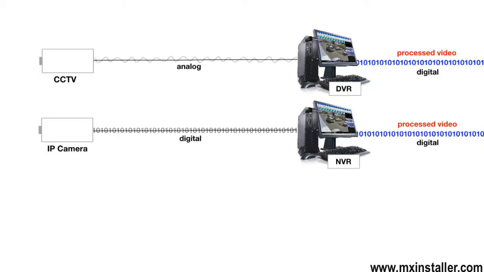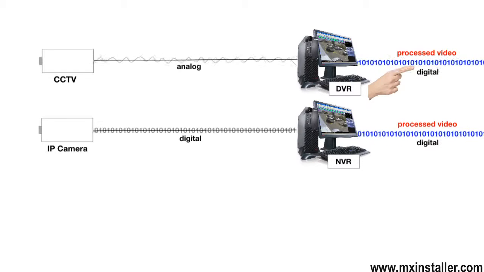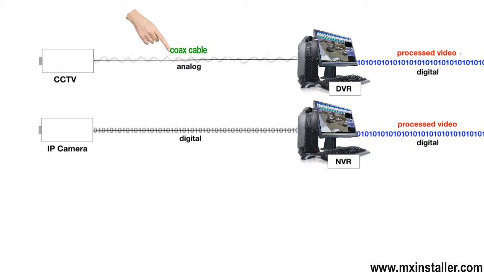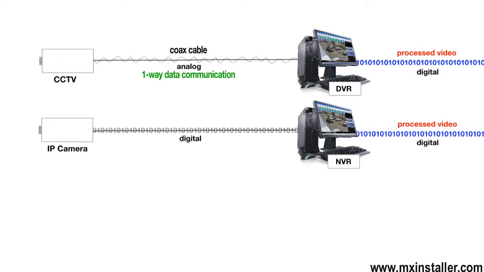So here we have a diagrammatic comparison to help give an idea of what an IP camera system is. The top diagram illustrates a typical CCTV system where analog video is streamed directly from the CCTV cameras to a central DVR. The digital video recorder converts the analog stream to digital video. Coaxial cable is used for the data delivery, which is only one way.